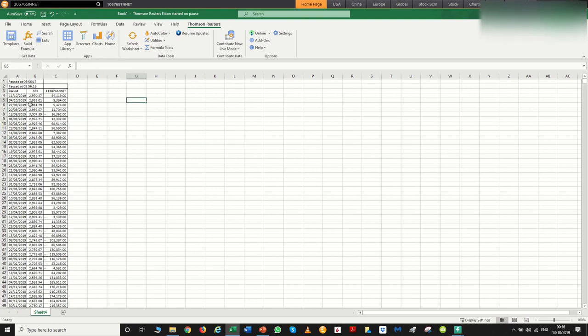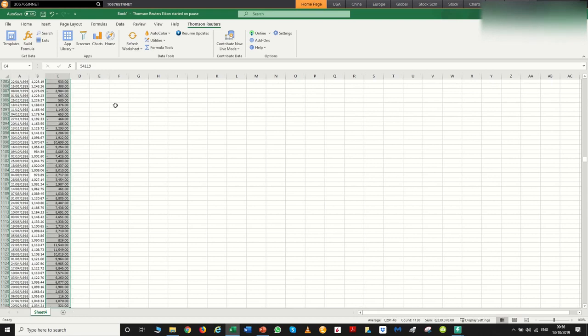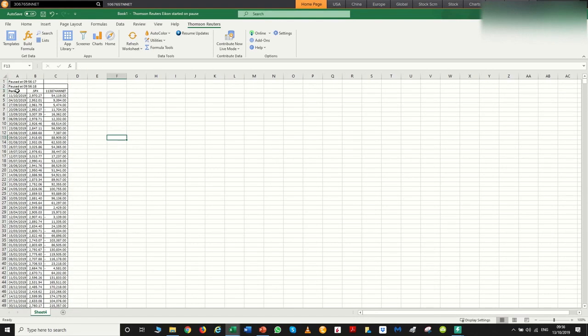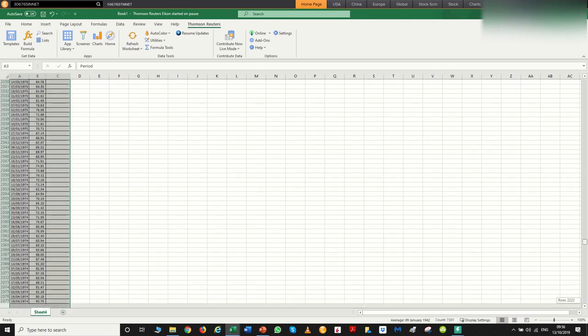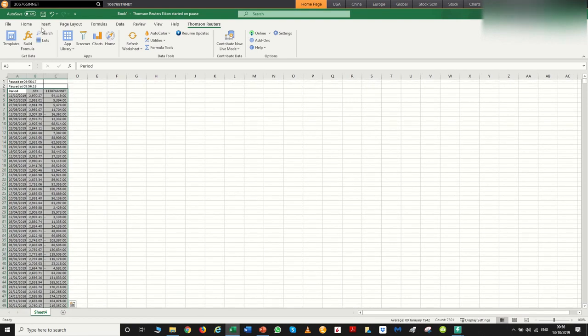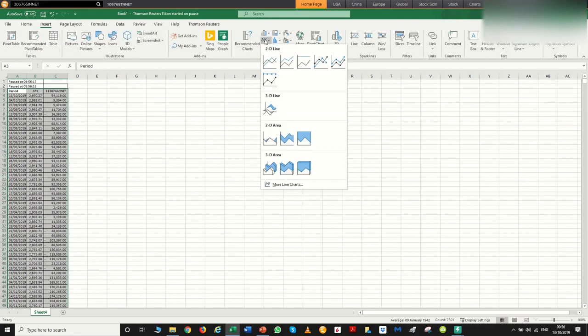I've just clicked refresh and we've got data for the S&P going back to 1960, and then we've got the positioning going back to 1998, which is a lot of data. That's around 30 years' worth of data there. So if we highlight the two columns of data that we're looking at, click insert a line chart.